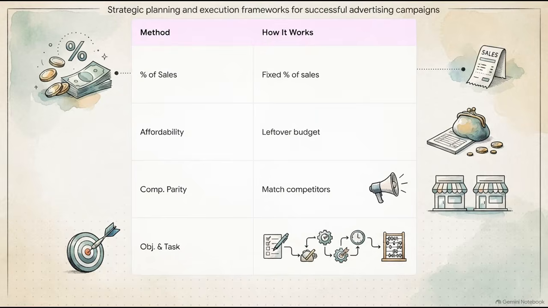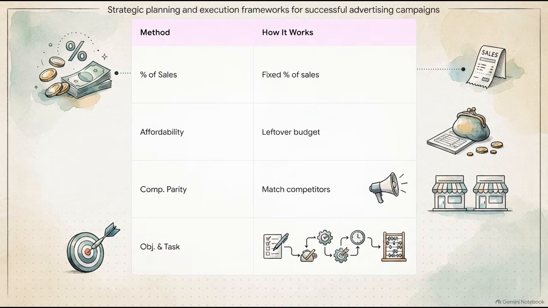Look, it is a harsh but very true reality that a brilliantly creative advertising idea is entirely useless if you realistically can't afford to run it. Organizations usually figure out their spending using one of 4 standard methods. First, percentage of sales. That simply takes a fixed percentage of past or projected sales.